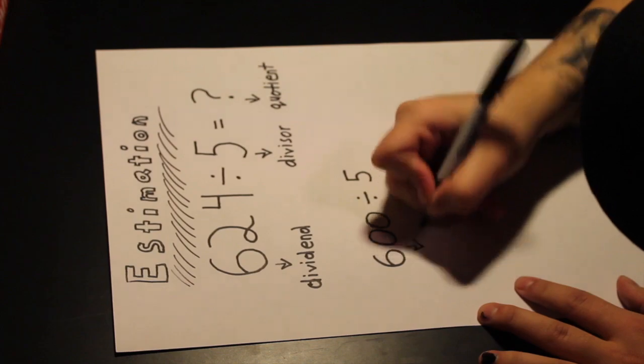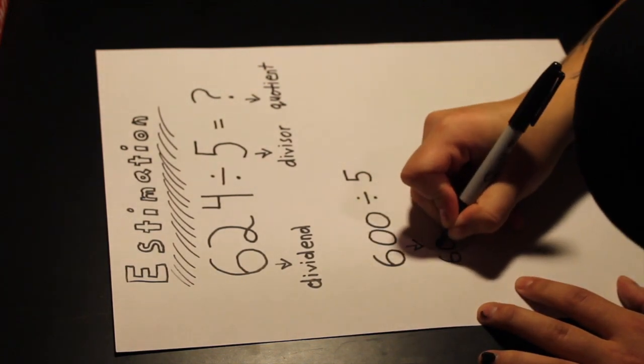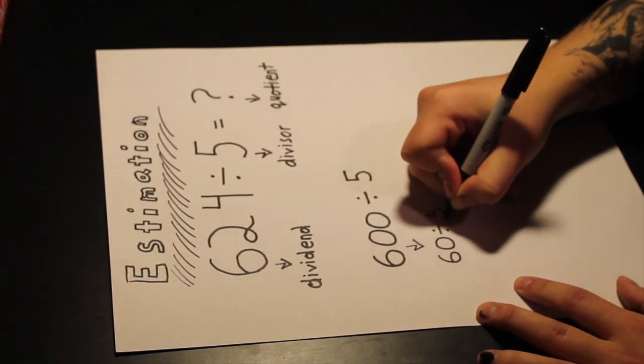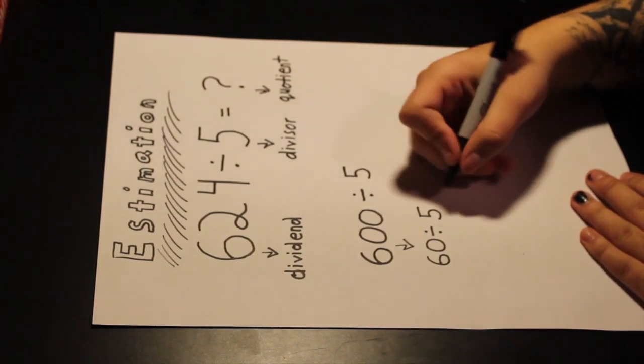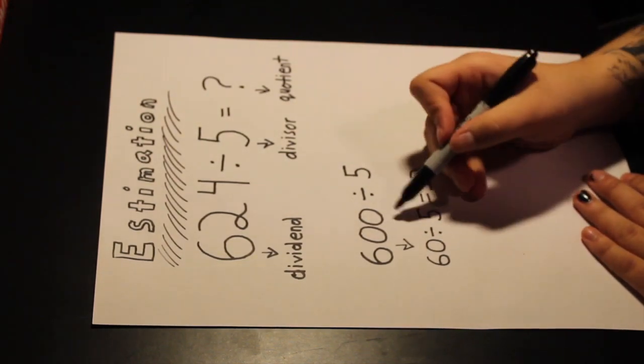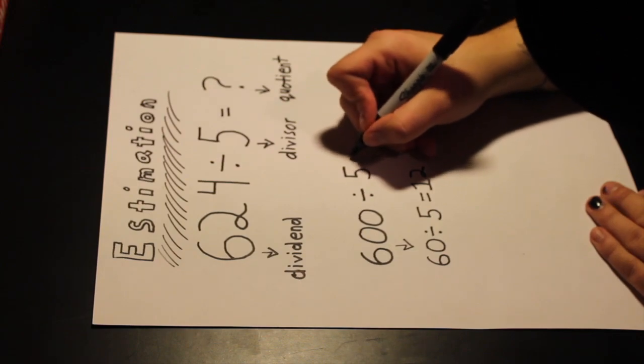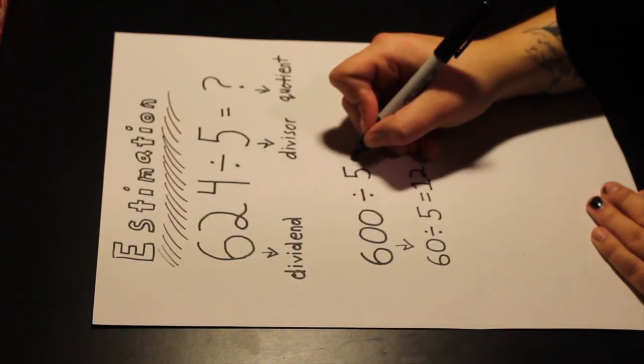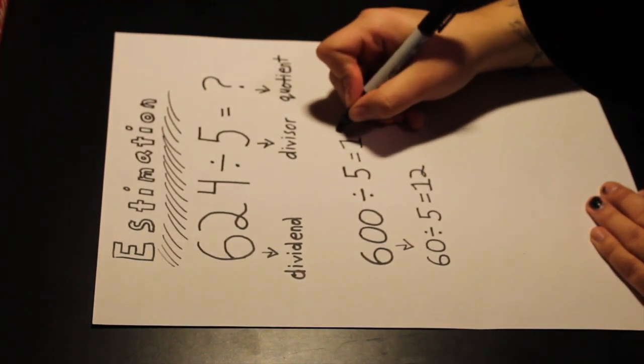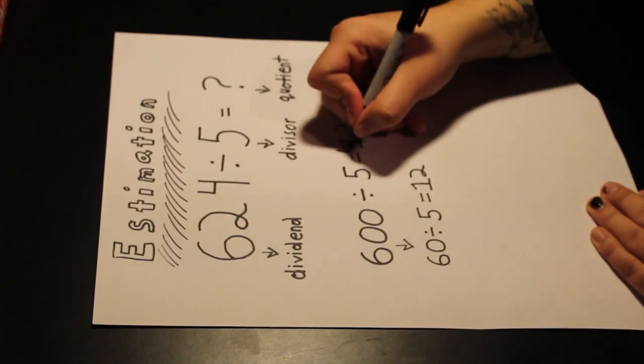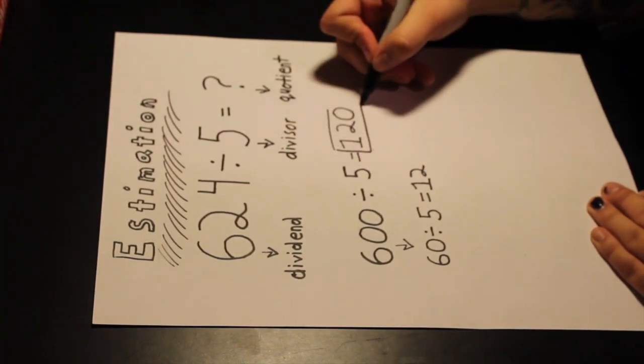Now to make this process easier on myself, I'm going to remove one zero from 600 and return to that later, so I should get the equation 60 divided by 5, which equals 12. Since I ignored one of the zeros in 600, I'll now add a zero back to my quotient of 12, as I know that 600 divided by 5 equals 120, which is my estimate for the problem.